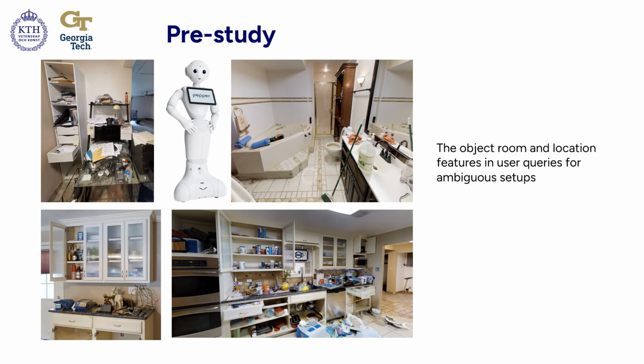Prior to evaluating our method, we conducted a pre-study to assess the human instructions, specifically for object room and location features in ambiguous setups. We observed that users provided these features correctly in only 36% of instructions, supporting our motivation to design an informative clarification approach eliciting additional information.